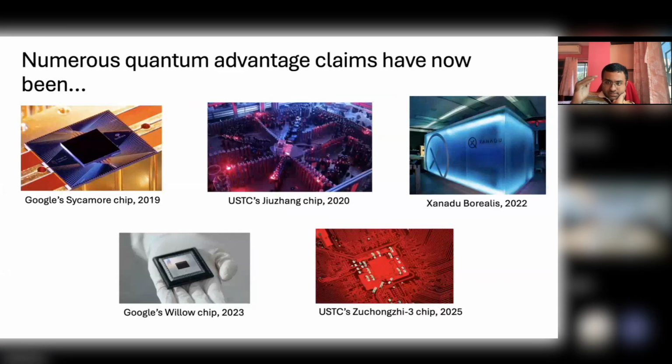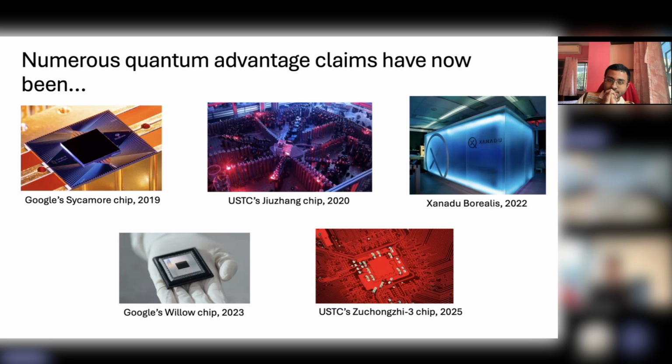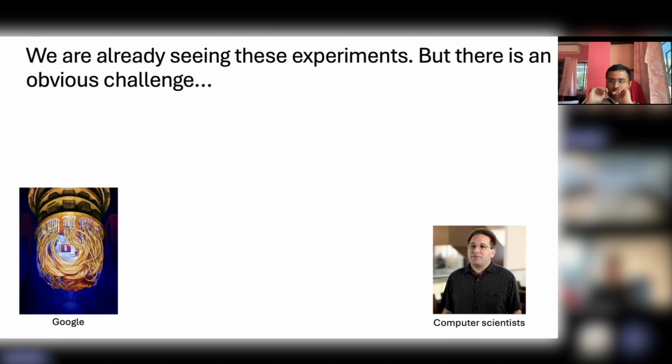And the very interesting point here is numerous quantum advantage claims have already been made. Google got the ball rolling in 2019 with the random circuit sampling experiment. But since then, there have been many other claims, USTC, Xanadu, Google's Willow chip, and a bunch of other things. And we are already seeing these experiments in practice, like I said, but there's an obvious challenge.